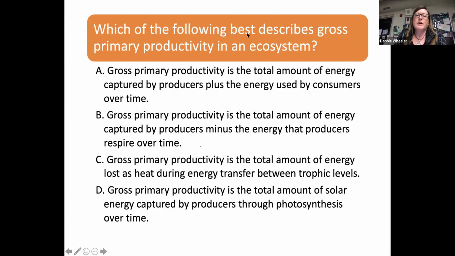All right, so in this question, which of the following best describes gross primary productivity in an ecosystem? Is it A, the total amount of energy captured by producers plus the energy used by consumers? Is it B, the total amount of energy captured by producers minus the energy that producers respire? Is it C, the total amount of energy lost as heat during energy transfer between trophic levels? Or is it D, the total amount of solar energy captured by producers through photosynthesis over time? Which one of those best matches the definition for gross primary productivity we just discussed?